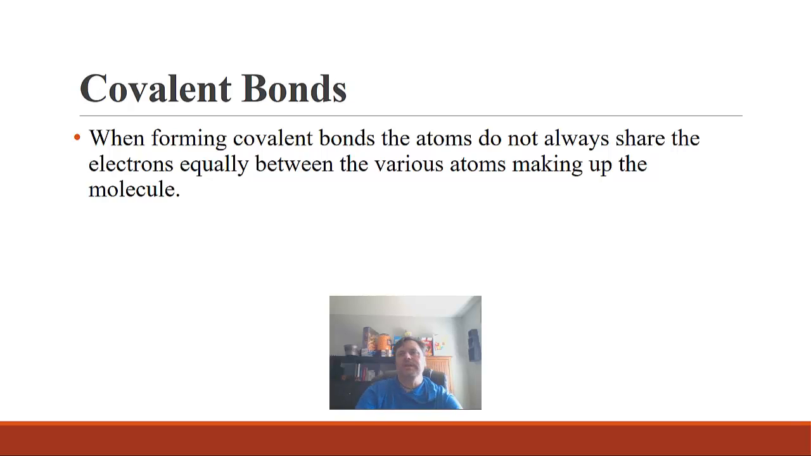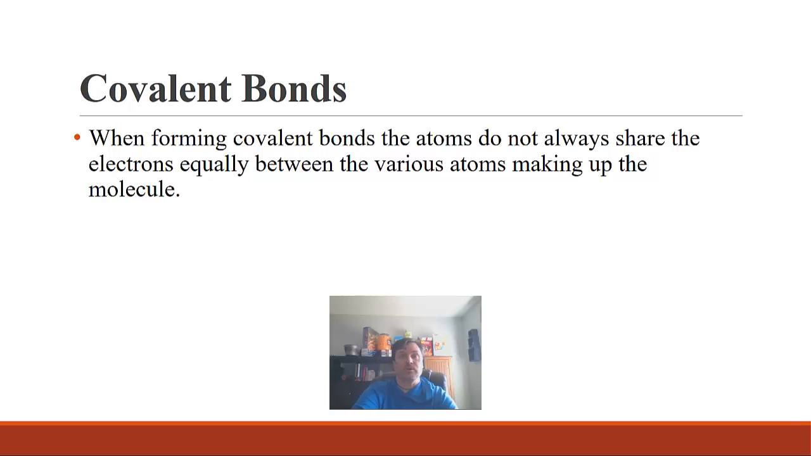So when these nonmetals are sharing electrons, they don't always share electrons equally with each other. In fact, sometimes one hogs it more than the other. It's kind of like if your mom tells you you have to share your candy bar with a sibling, right? You break off a little corner, give it to them, because now you share it, but you're going to hold on to the biggest part of it for yourself. Well, some nonmetals have a tendency to do that.